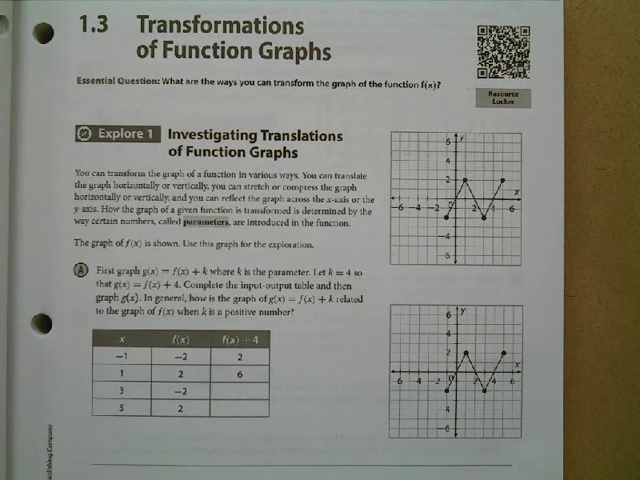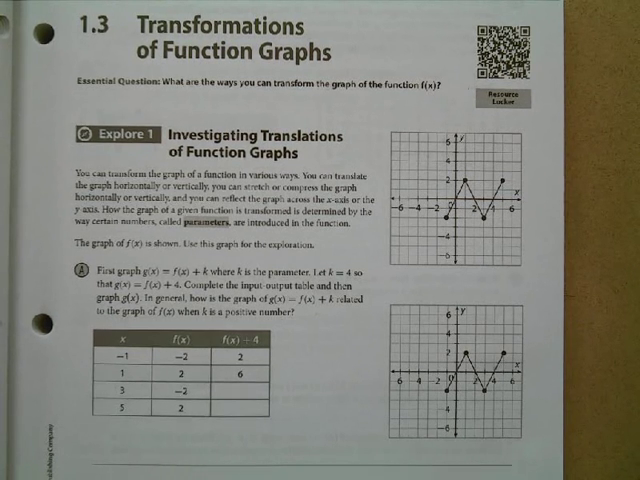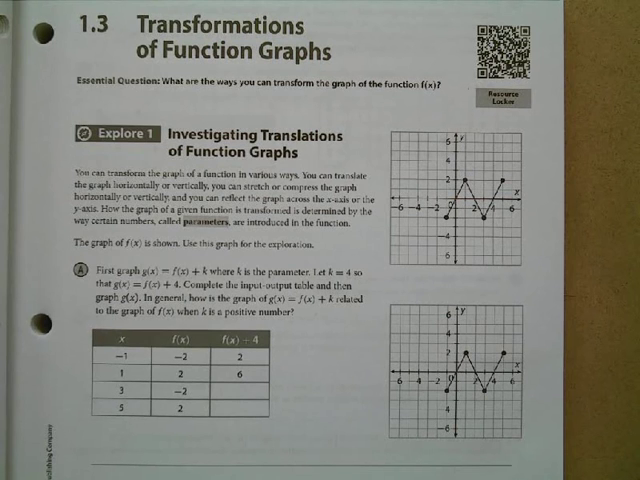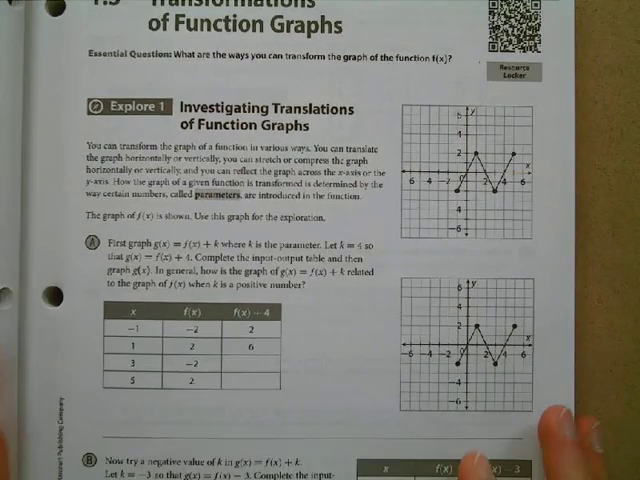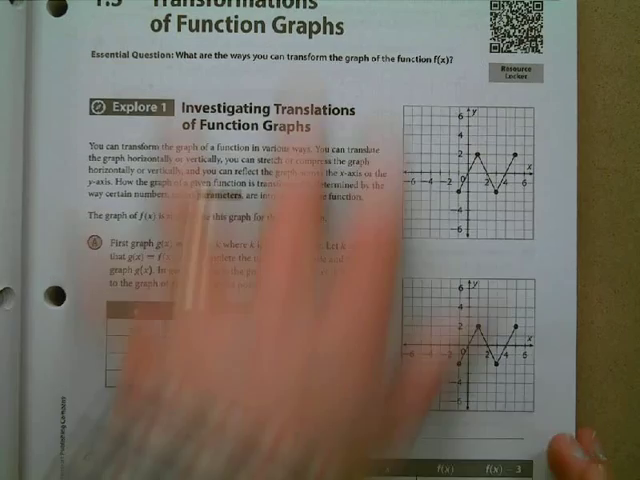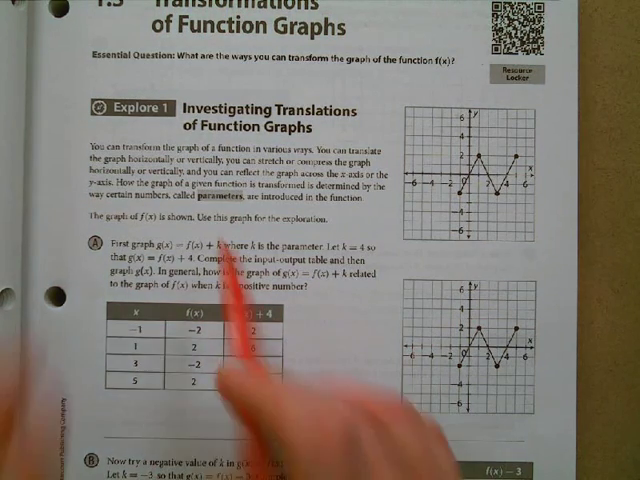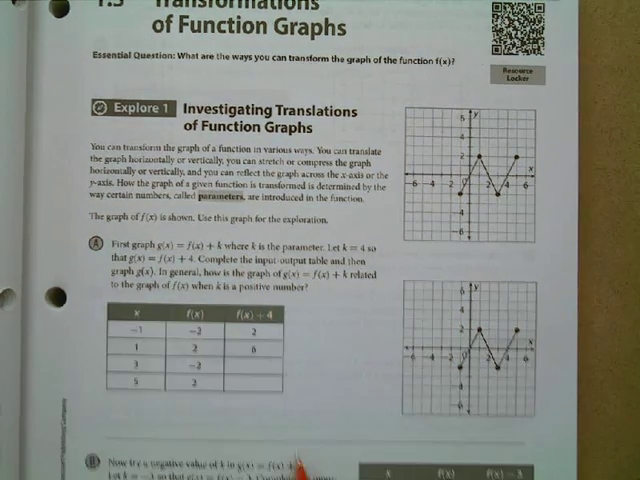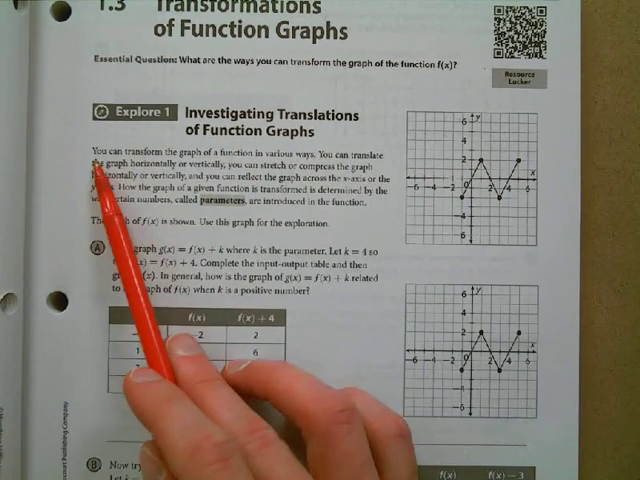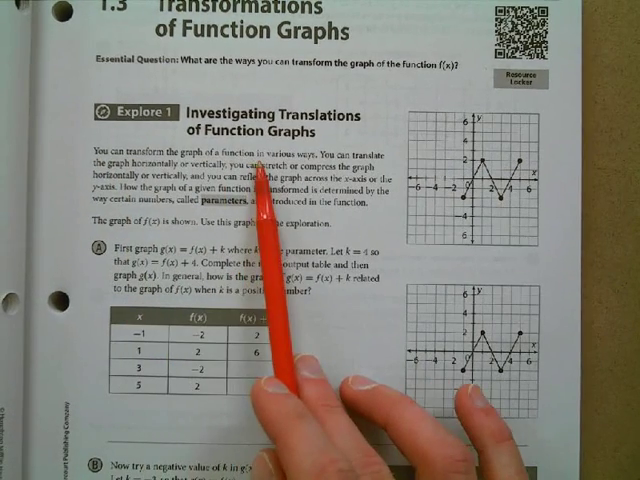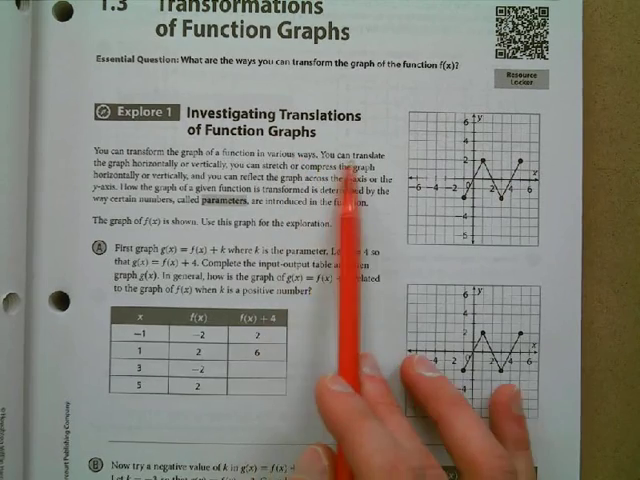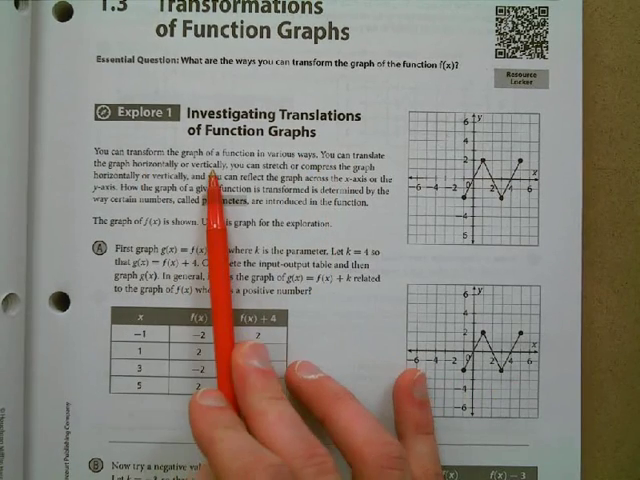Okay. So, actually, what I'm going to have you do is an explore or an investigation. I'm going to have you try this one on your own. I'll just read the introduction here, and then we'll get you started. It says, you can transform the graph of a function in various ways. You can translate the graph horizontally or vertically, and the word translate really just means to do what to the graph? You move it, like slide it, right? The orientation stays the same, but you slide left, right, up, or down.